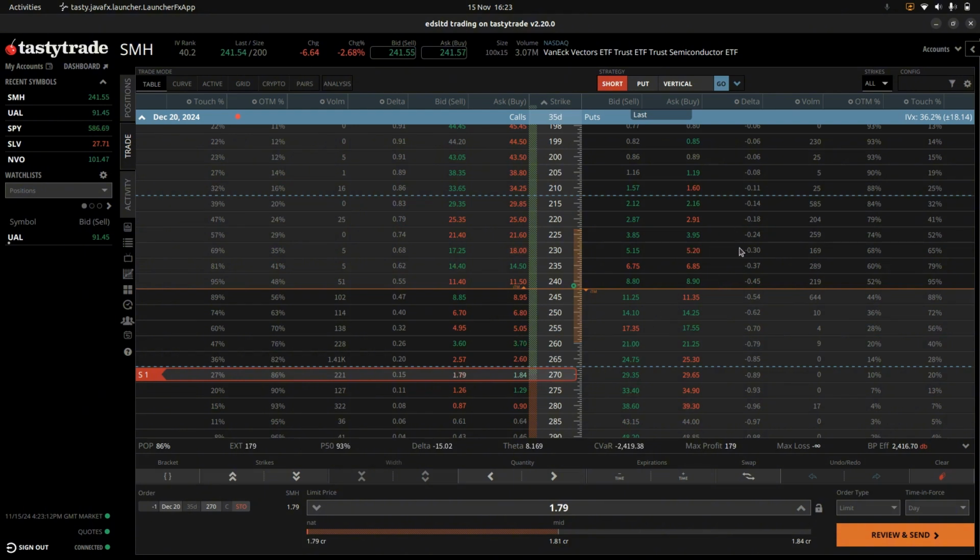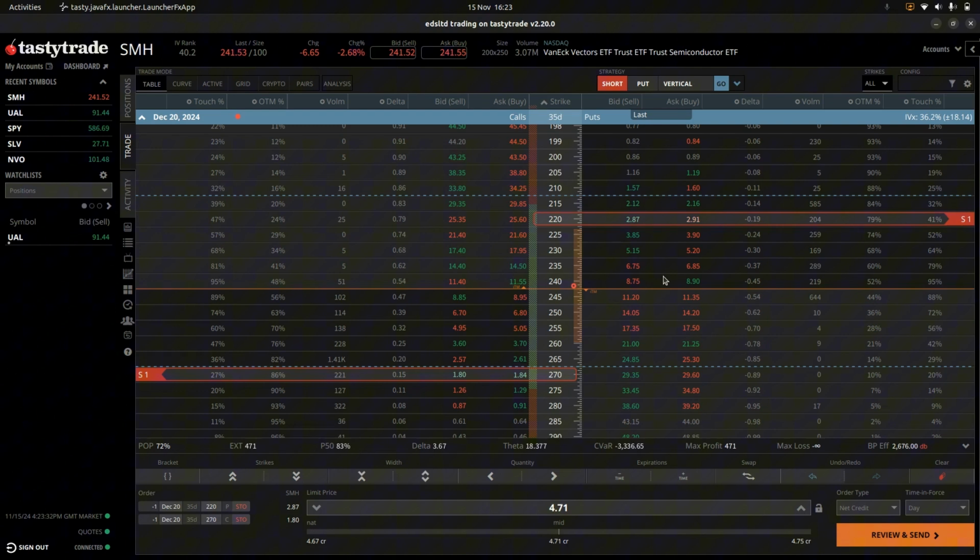And on the put side, we've got a 14 delta and an 18 delta. I think because we were a bit conservative on the call side, we can go a little bit heavier on the put side. We're still outside of the expected move, so we can sell a contract here at the 19 delta.